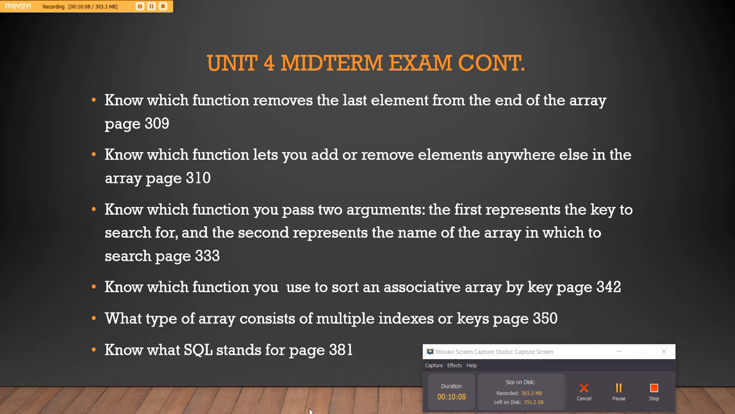Know which function removes the last element from the end of the array, page 309. Know which function lets you add or remove elements anywhere else in the array, page 310. Know which function you pass two arguments: the first represents the key to search for, and the second represents the name of the array in which to search. That's page 333. Know which function you use to sort an associative array by key, page 342.